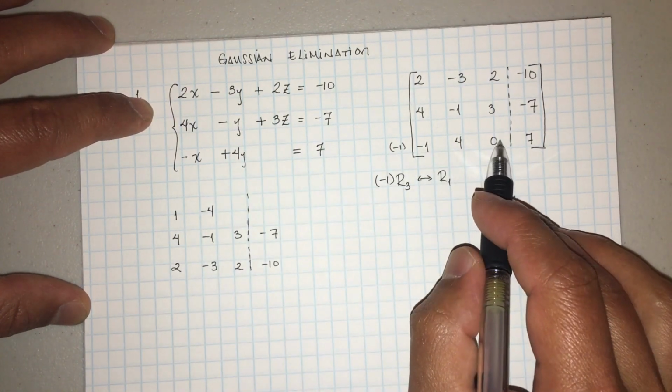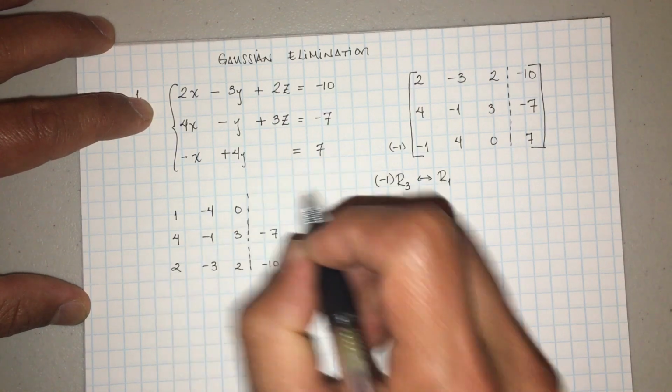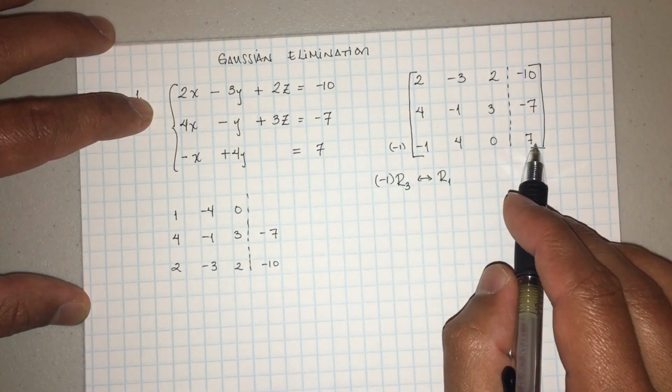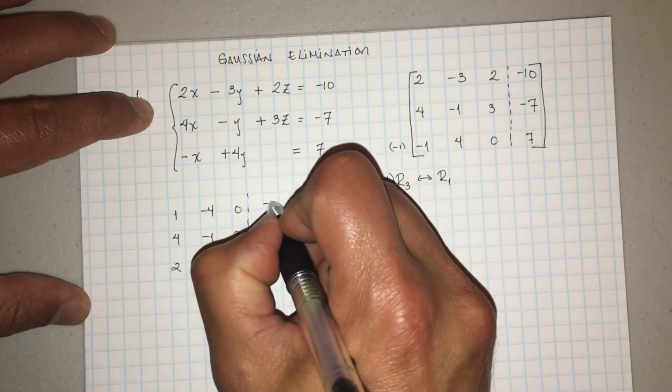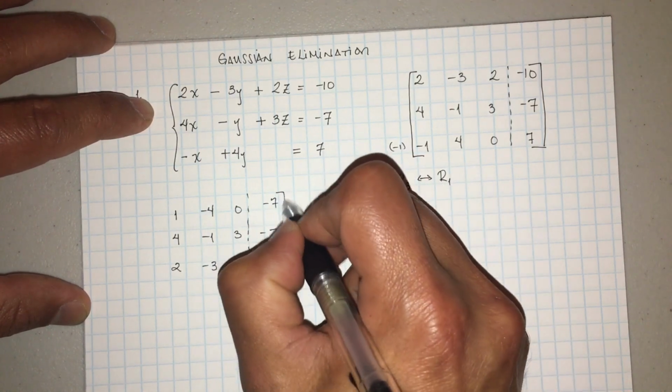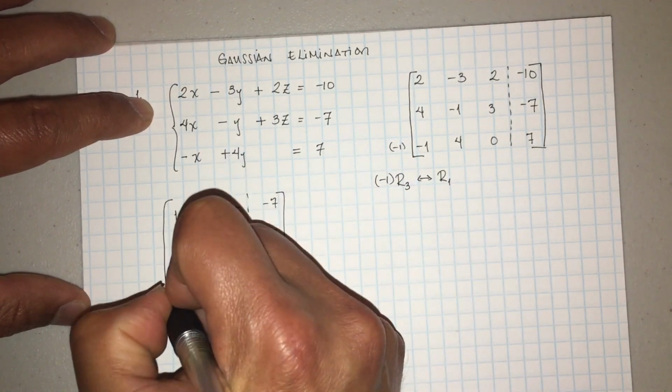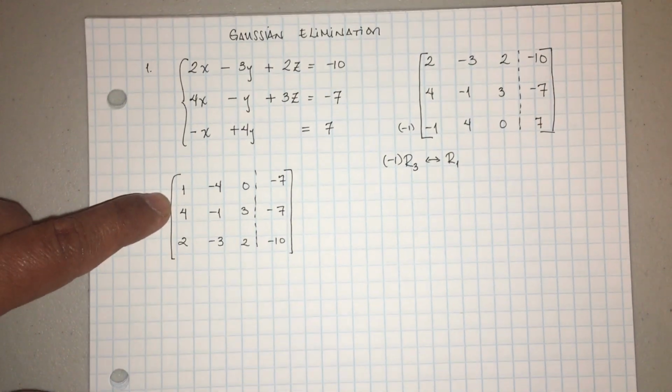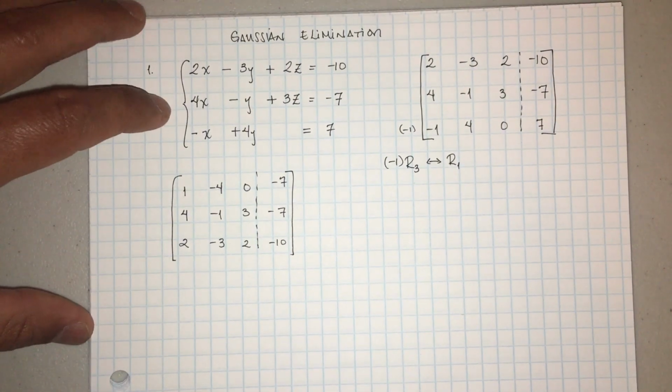Negative times 0 is 0, and it just goes on the top. Negative 1 times 7 is negative 7, it goes on the top. Negative 7. All right, there we go. So that's my first thing. Now I made it into a 1, so now I'm going to try to make these into a 0.